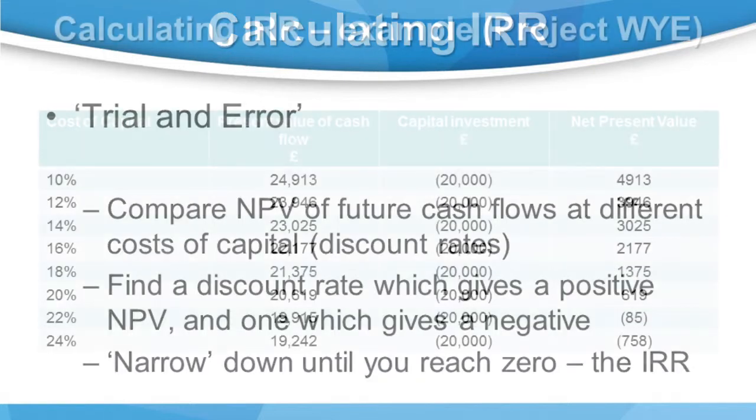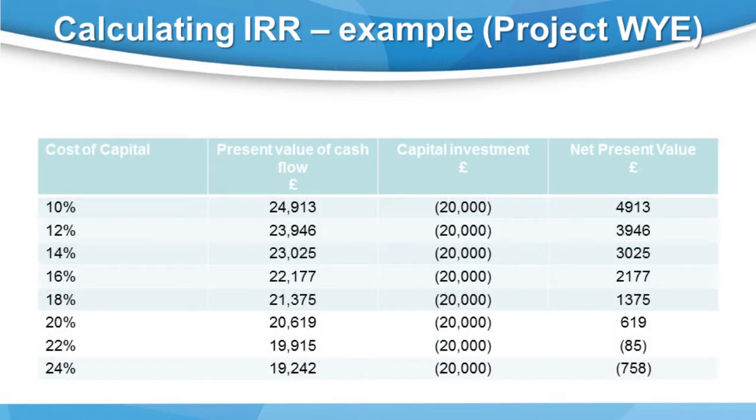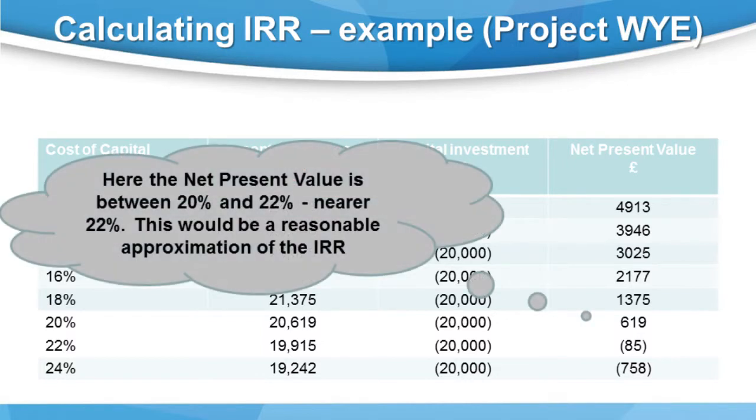this in an exam. We can see here with Project Y, which we looked at in the videos on payback and discounted cash flows, that the net present value at 10% cost of capital is positive at £4,913. This indicates that the internal rate of return must be higher than 10%. We could try again at 16%. The NPV has fallen to £2,177, but it's still positive. At 20%, it's still positive at £619, but by 22% it's become negative at -£85.